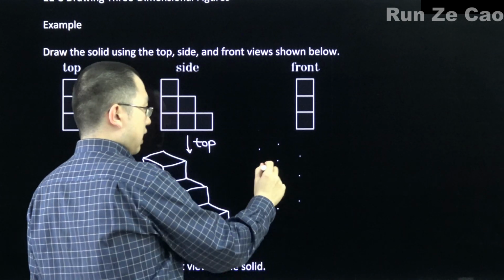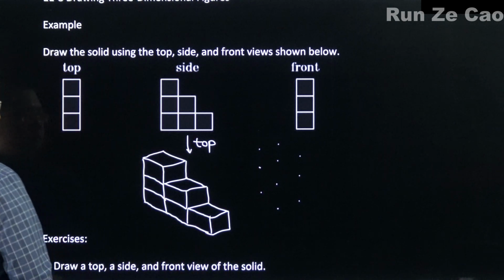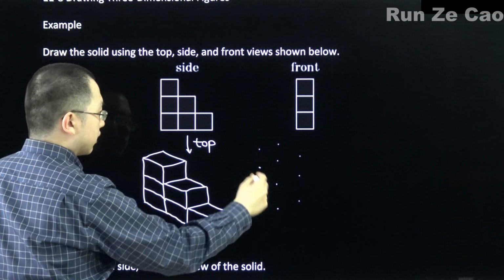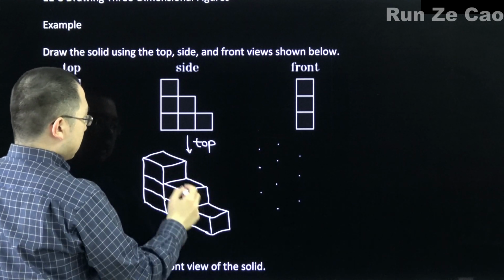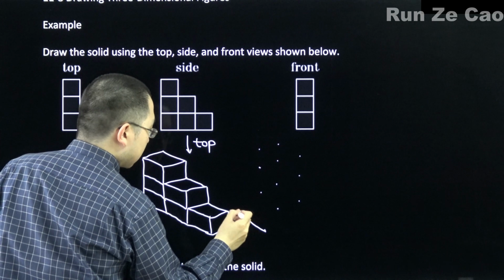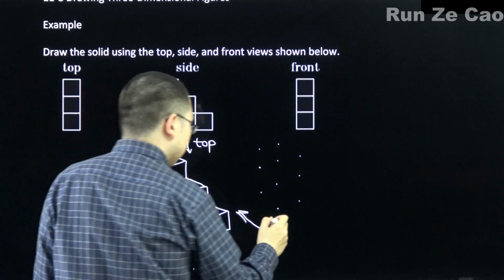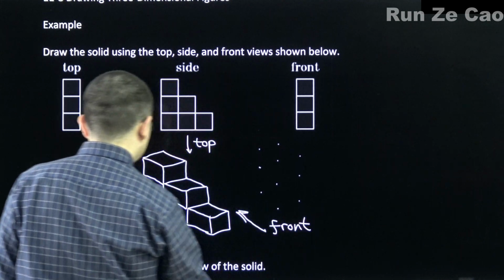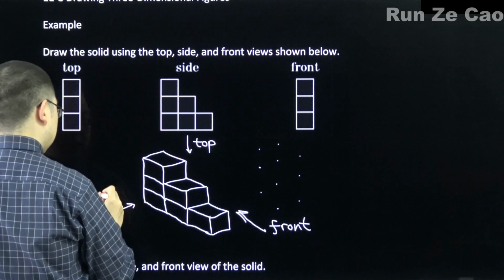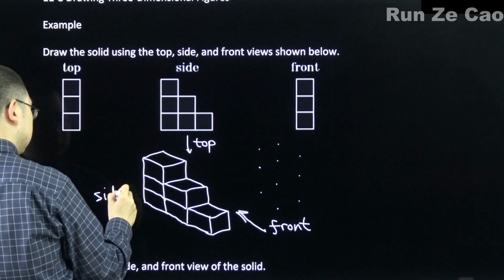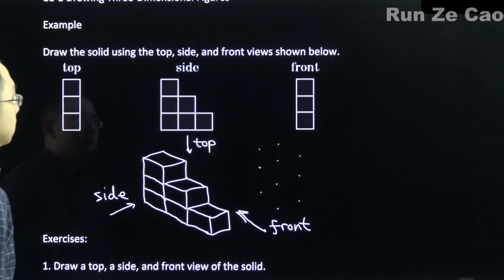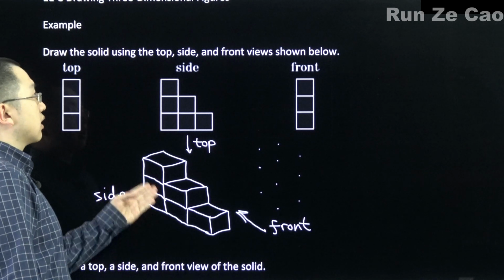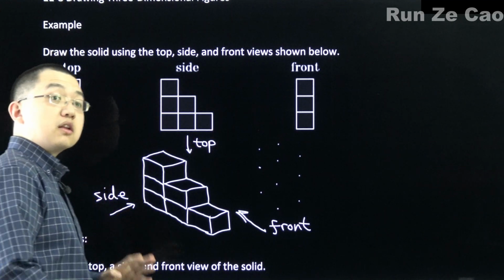So you can just draw lines in whatever way. They're all equidistant from each other, the neighboring points. Top, this side was the front in this particular version. Front. And this side was, well, the side. Yeah, this is a solid that you get from these views.